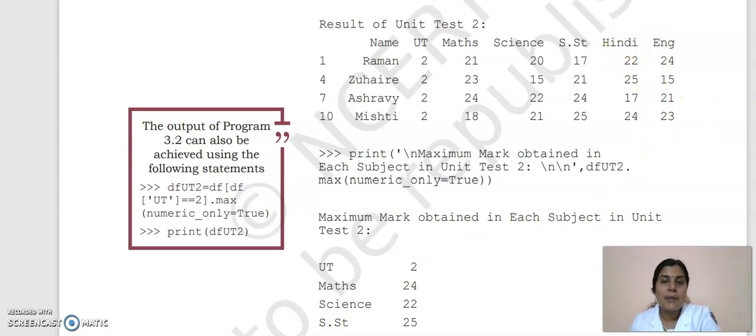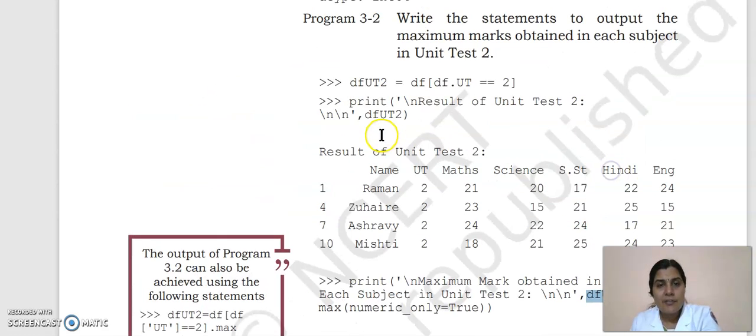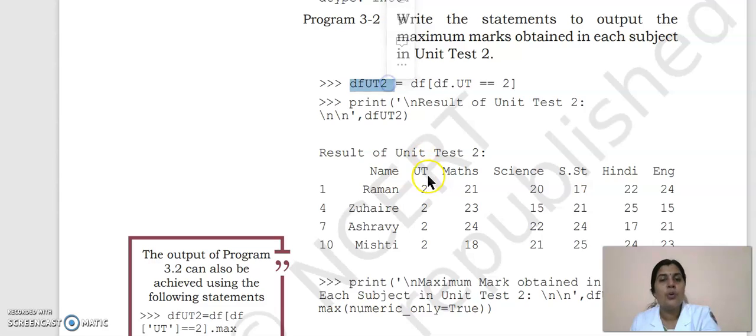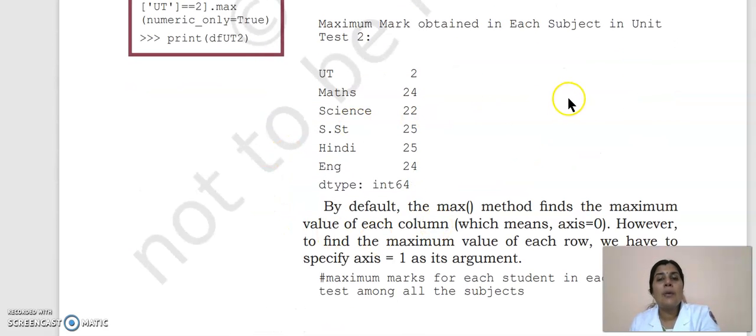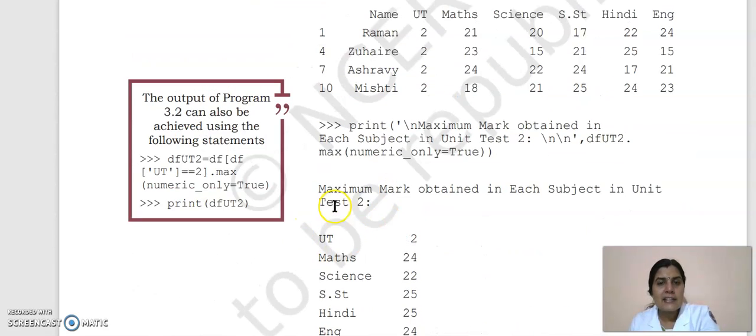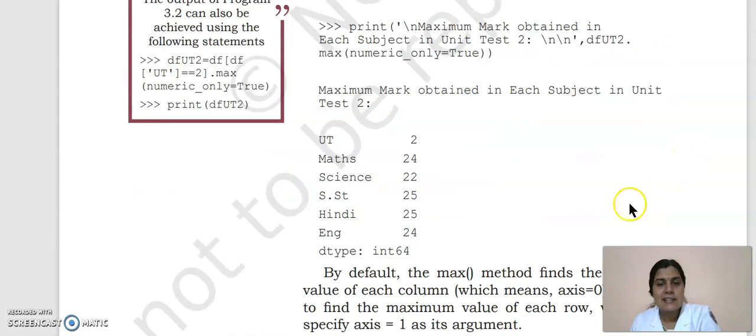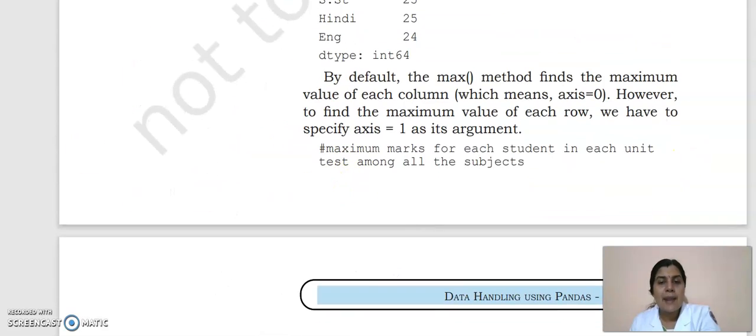For this we have to print maximum marks. How can we print? We can fetch the maximum mark by using the data frame name: dfut2.max. We want to fetch only numeric values, so numeric_only equal to True. Then the maximum marks obtained in each subject in unit test 2 will be, we can achieve this: UT, Math, Science, SST, Hindi, English, then we can get the maximum value.